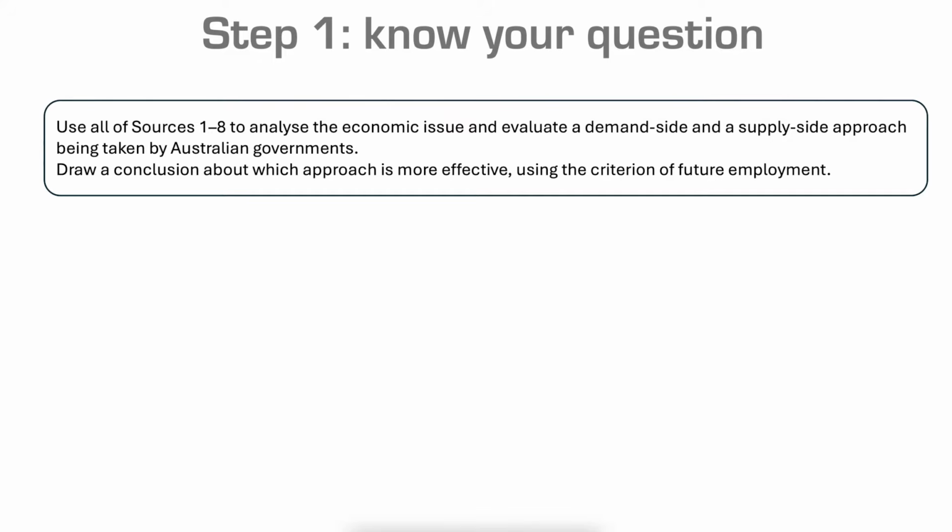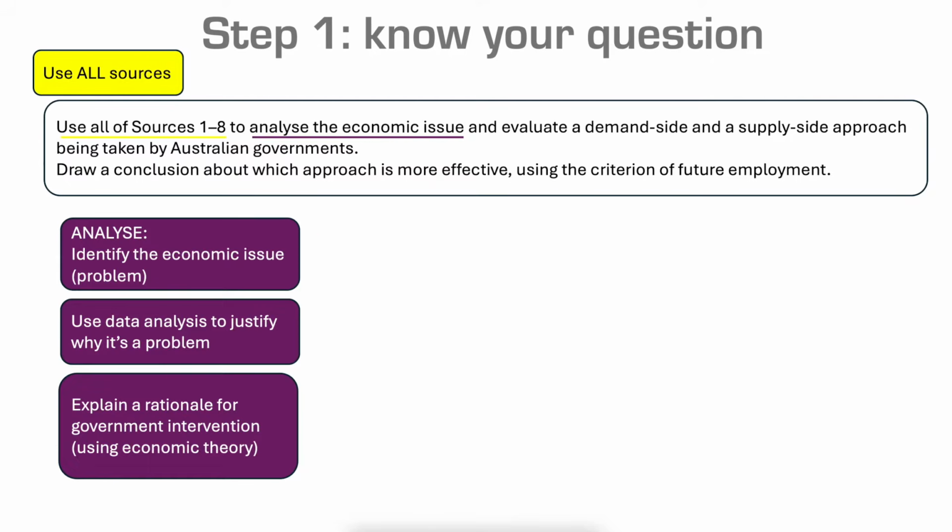Step 1 is to know your question. You must use all the data sources. They're all relevant. There's no red herrings in here. There's no duds. You have to analyse an economic issue. To analyse, we want to identify the economic issue. There may be more than one. Use our data analysis to justify why it's a problem. And thirdly, start to think about a rationale for your government intervention using economic theory.